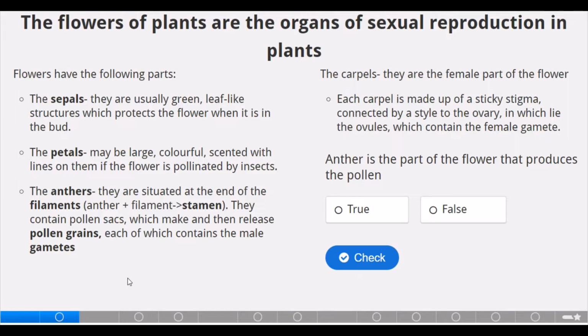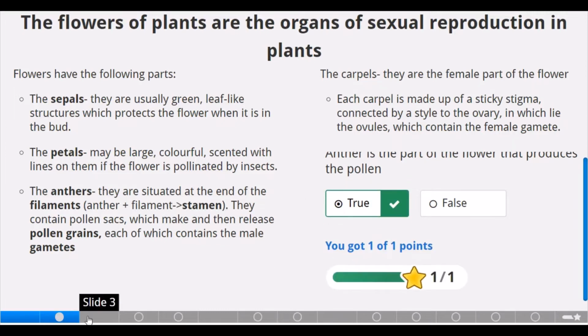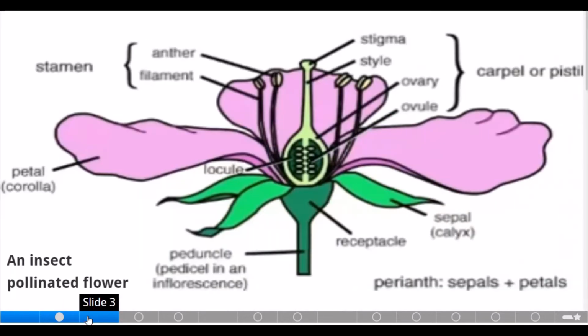A quick question: anther is the part of the flower that produces the pollen. Here we find out that anthers are situated at the end of the filament and they contain pollen sacs. So let's go with yes, anthers are the part of the flowers that contain the pollen.